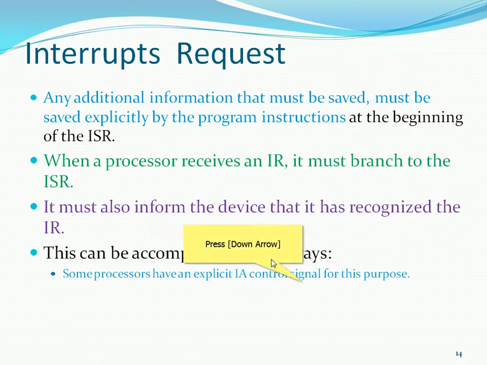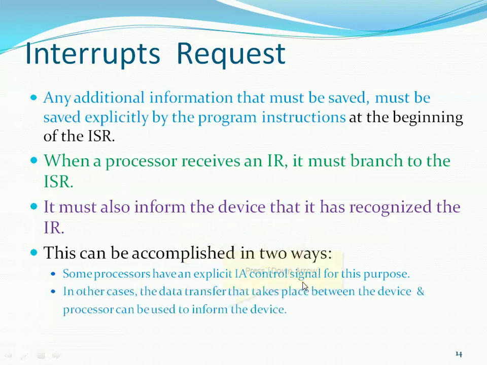So that is one: some processors have an explicit interrupt acknowledgement. Interrupt acknowledge control signals exist for this purpose. For example, Intel 8085 and 8086 have an INTA signal. That signal will go to the respective device, saying, okay, we have received your request, so we will shortly provide the service. That kind of signal goes automatically to that device.